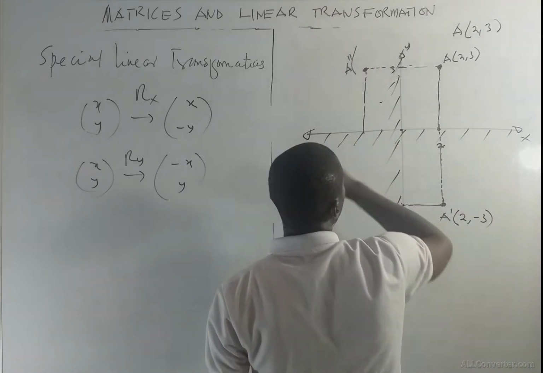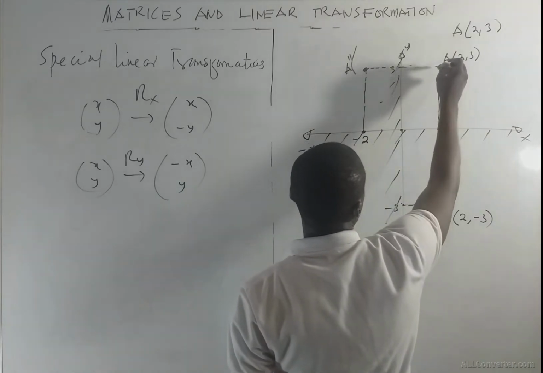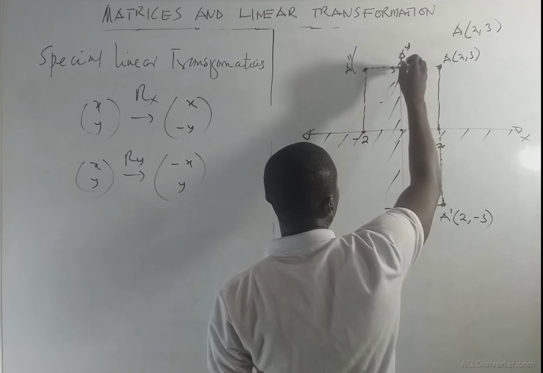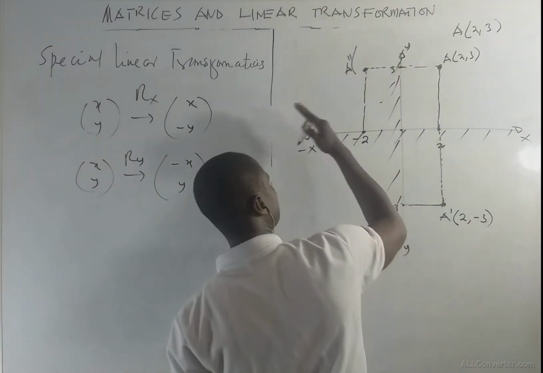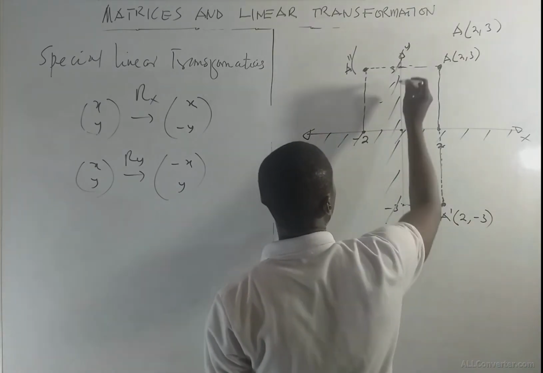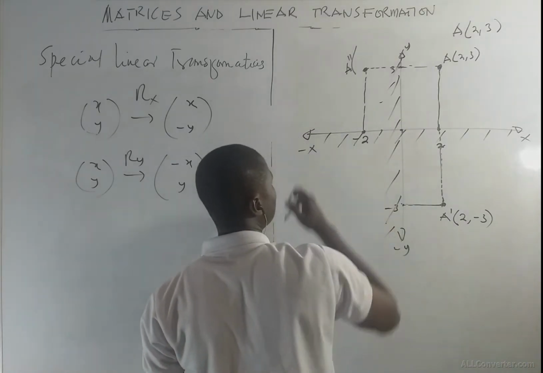Now with A2, the distance from where the initial point is to the surface of the mirror will be the same as from the surface of the mirror to where the image is. Don't forget that we are now reflecting in the y-axis, so this is now taken to be the mirror. So if from here to here is 2, on the x-axis it will be -2 because we are in the negative x-axis.